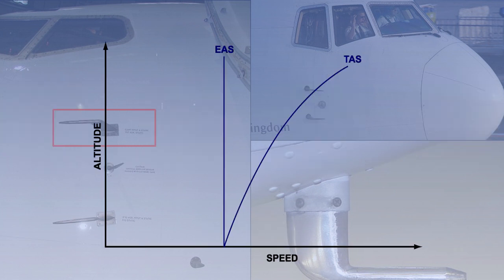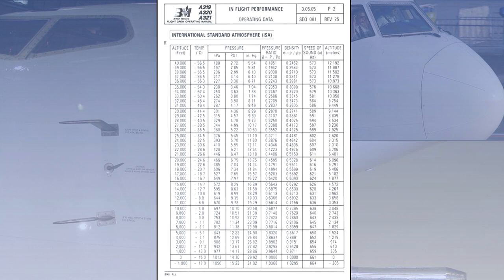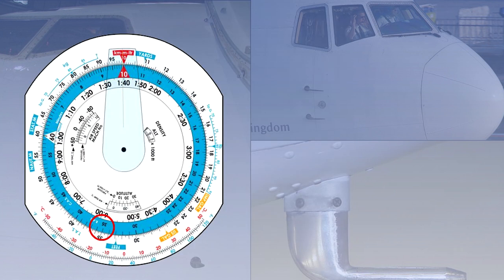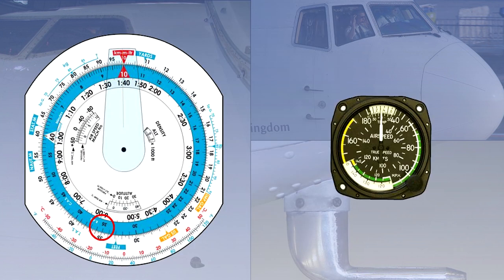This means that with increasing altitude at a constant equivalent airspeed, true airspeed increases, as shown by this graph. True airspeed can be calculated by using the tables in the aeroplane flight manual, using a flight navigation computer, or even using the airspeed indicator. True airspeed is mainly used for navigation and flight planning purposes.